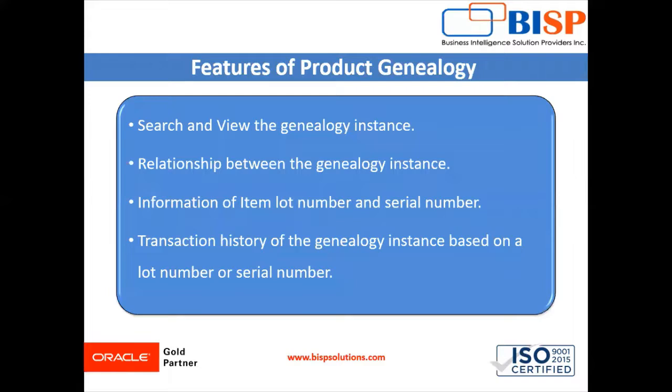In product genealogy, we have some features to enable you to search and view the genealogy instance. You can also view the relationship between the genealogy instances, and view the detailed information of the item lot number and item serial number. And you can also view the transaction history of the genealogy instance based on the item lot number and the item serial number. So let's move on to the instance and we'll see the features of product genealogy in the Oracle Fusion Supply Chain Management manufacturing application.